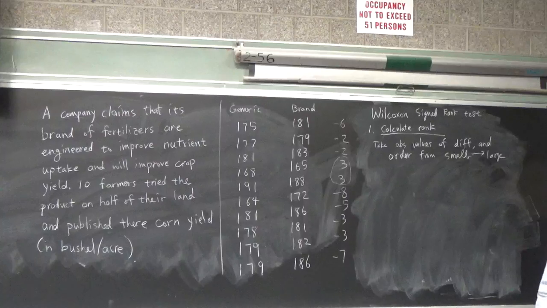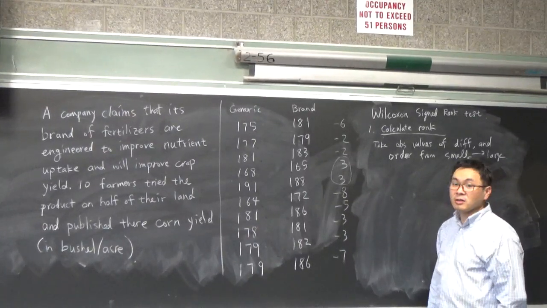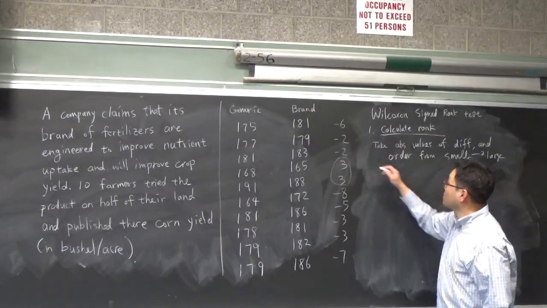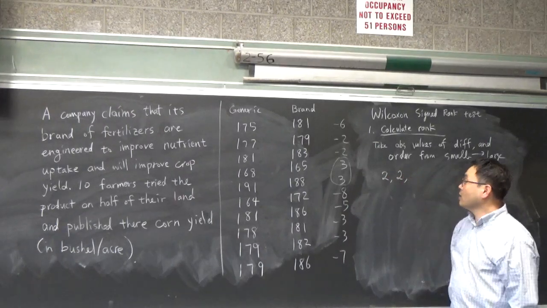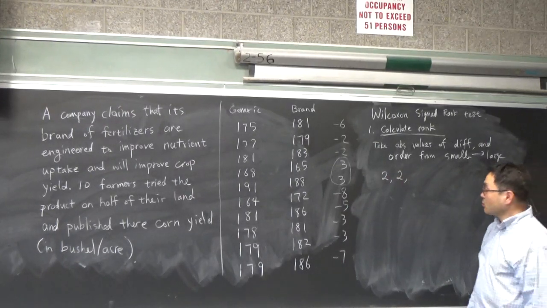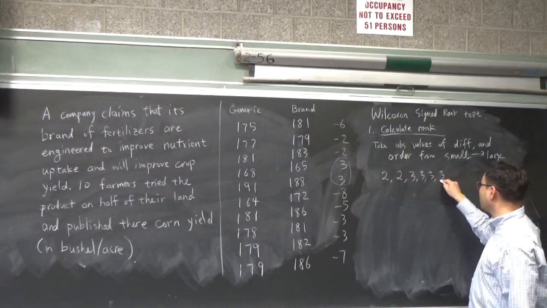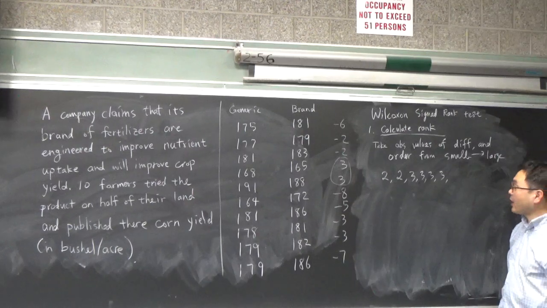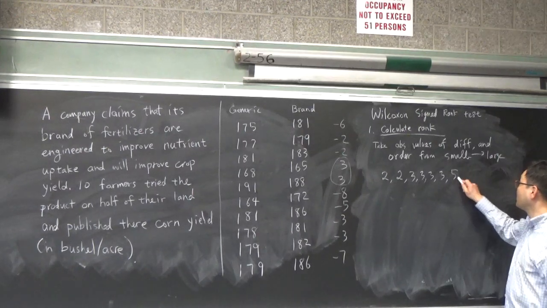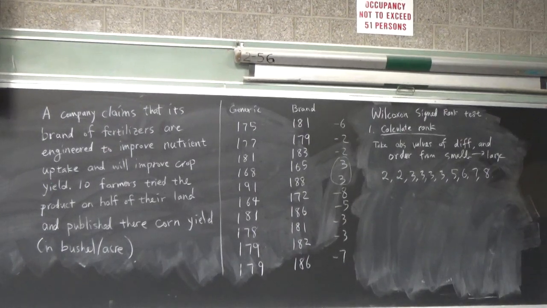Okay, so let's do that. What is the smallest absolute value? Here, 2. So -2 becomes +2. So you have 2 and 2. The next value is 3. How many times does it appear? 4 times. So you have 3, 3, 3, 3. And then 5. Do we have 4? No 4. 5 appears once. 6 appears once. 7 appears once. 8 appears once. So that's what you do.